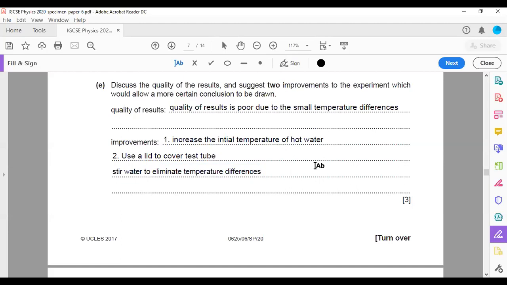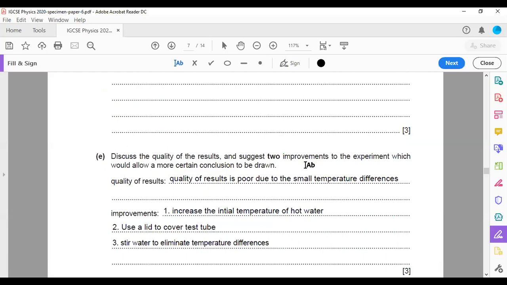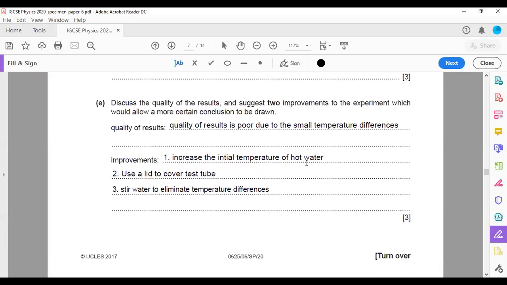Alright, so those are 3 ideas. They only ask for 2 improvements, however I have given 3, just in case this question comes back, you should be able to answer. So stir water to eliminate temperature differences, because we had made mention of that far earlier. Everybody okay with these answers so far? Okay.